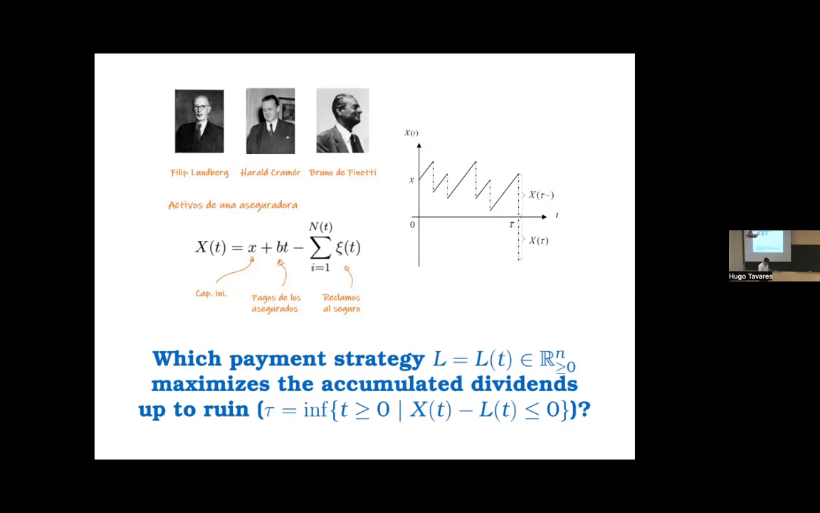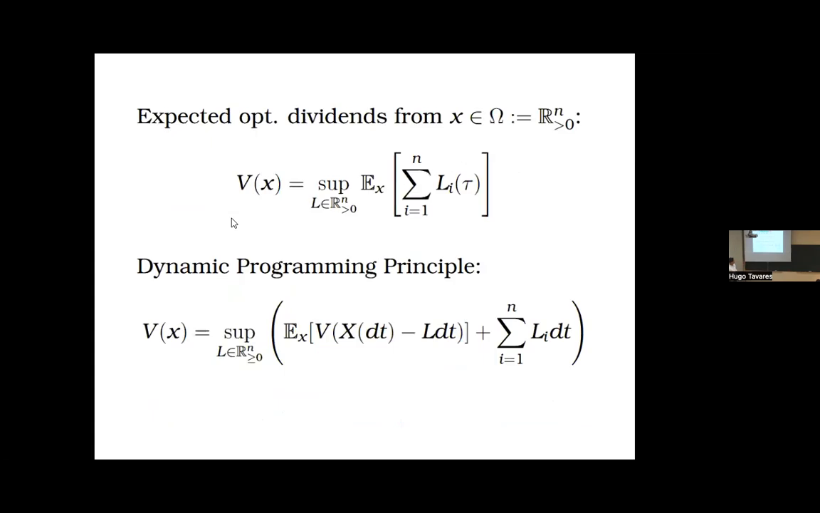So what's the problem? You want to offer your shareholders a way to give them back their money in an optimal way. So you want to give them as much money as possible up to the time of ruin. If you give them all the money at the beginning, that is going to be a bad strategy because the company is going to go bankrupt very quickly, and then you need to do a balance. So that was one of the first instances, I would say, of an optimal control problem. It was studied by Lundberg, Cramér, and de Finetti.